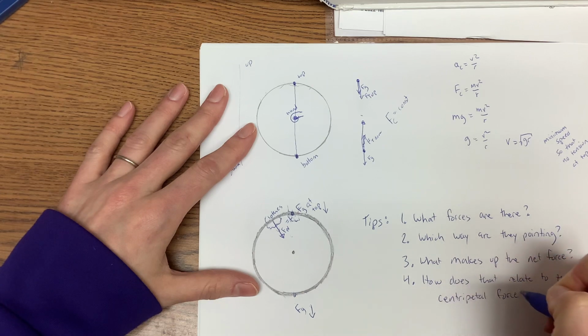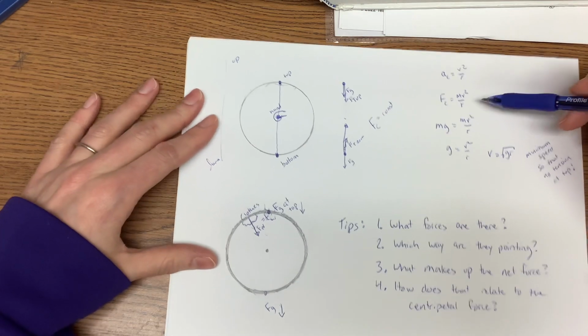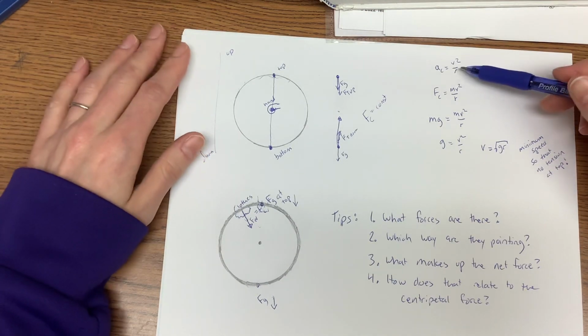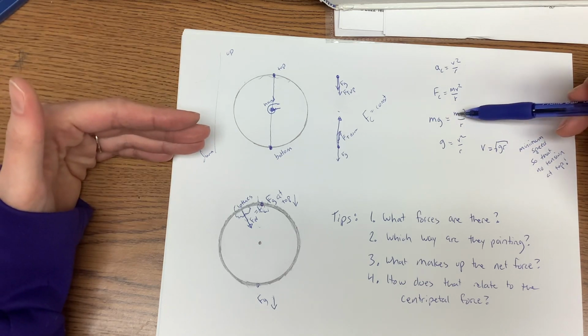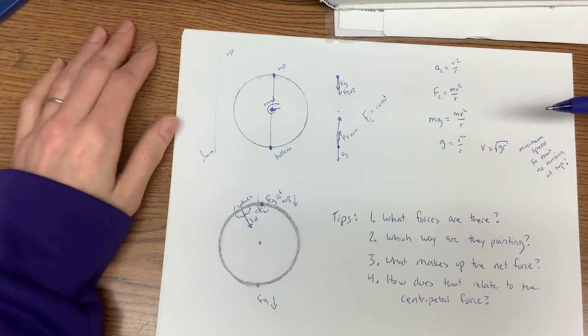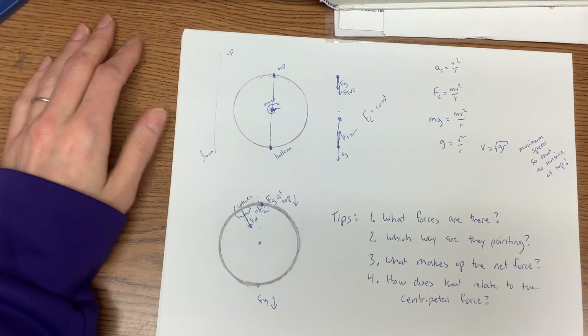And then once you have all of that information, you can start plugging in these kinds of things up here with the centripetal acceleration and the mass, and thinking about whether or not this mass cancels out. A lot of times the mass does cancel out. Sometimes it doesn't.